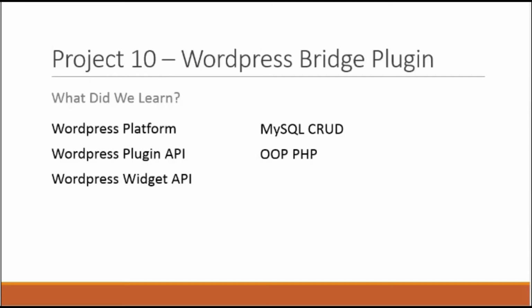And then finally, we built a WordPress bridge plugin so that we could display products from our Gaming Place database in our WordPress site. And again, we looked at the plugin API platform, object-oriented programming, and things like that.